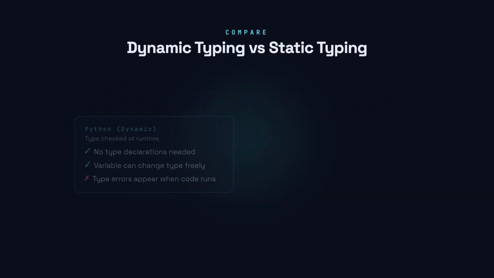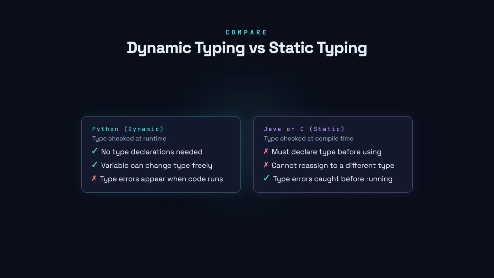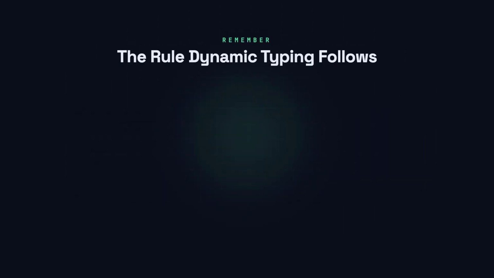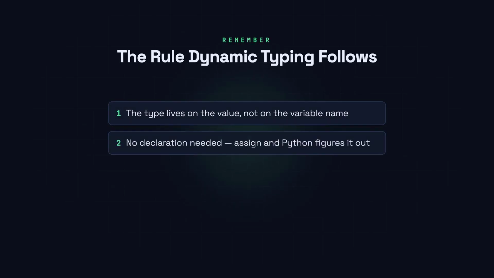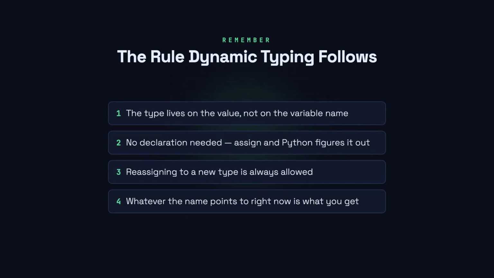In statically typed languages like Java, you must declare a type and stick to it. Python takes the opposite approach. Types are checked as the program runs, giving you flexibility at the cost of catching some errors later. To sum up, in Python, a variable is just a name pointing at a value. The value knows its own type. You can repoint that name at any new value, of any type, whenever you like, no permission required.